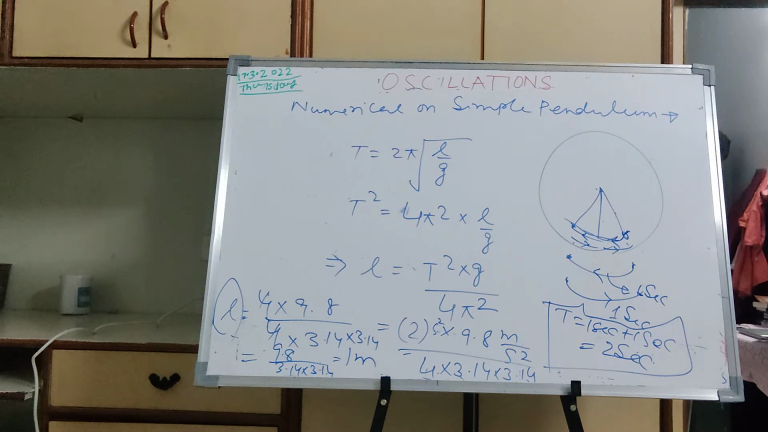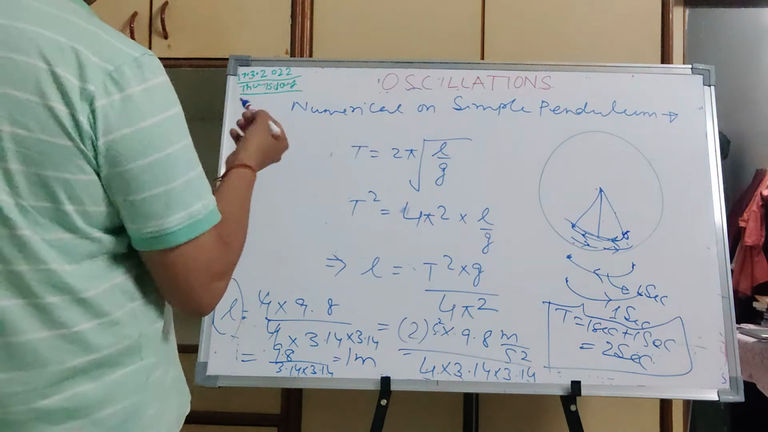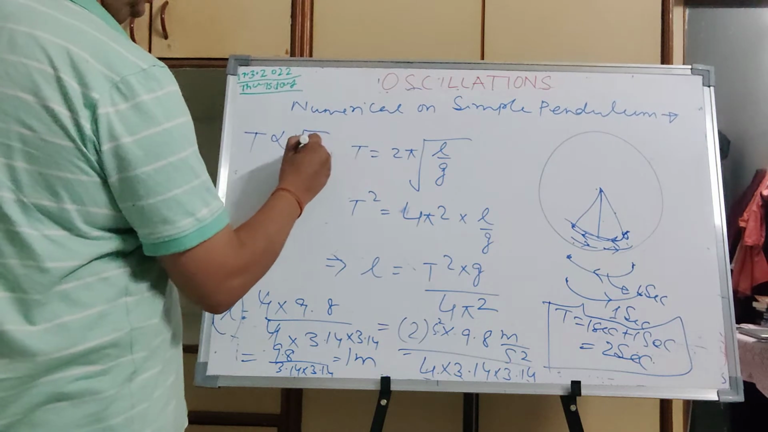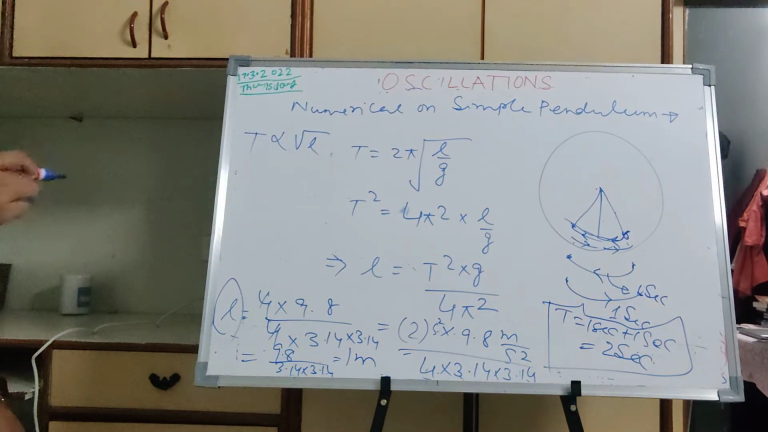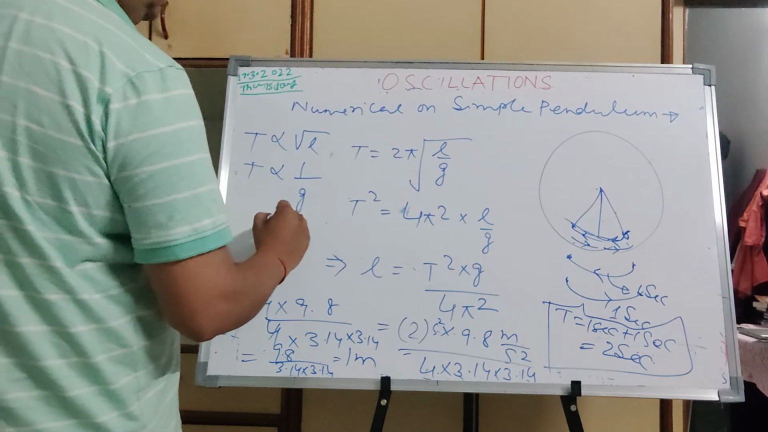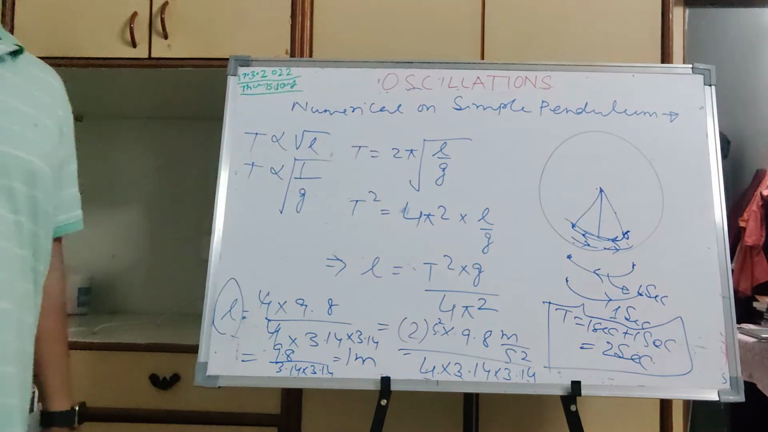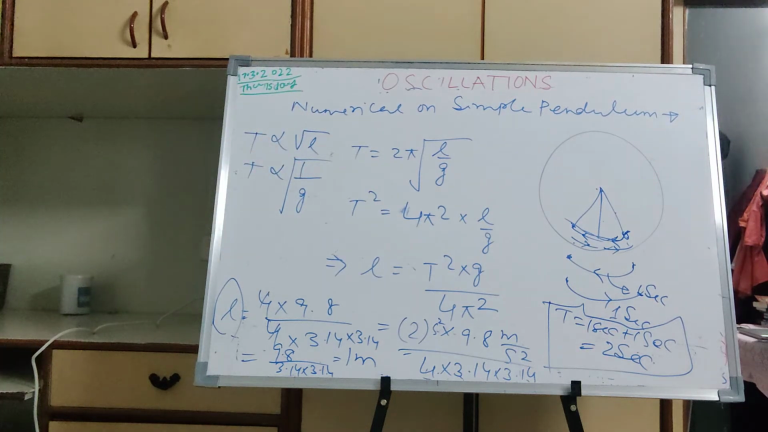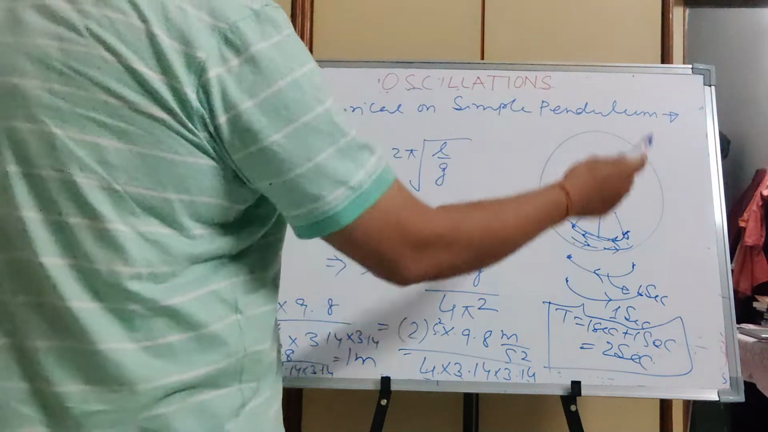Okay, so there can be n number of numericals on this. See this, how will you formulate n number of numericals? T is directly proportional to root L, that is one. T is directly proportional to 1 by root G, or T is inversely proportional to root G. That is another one.